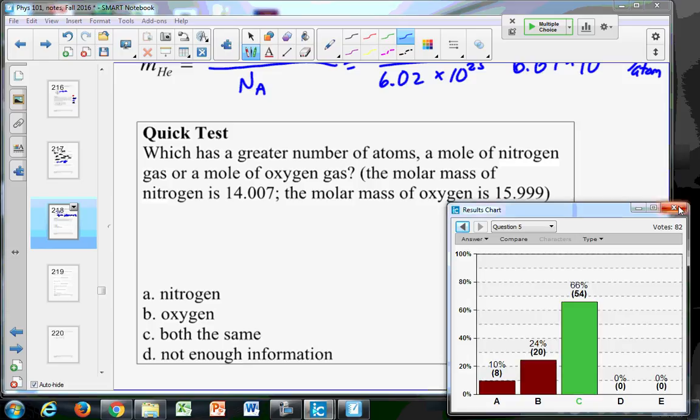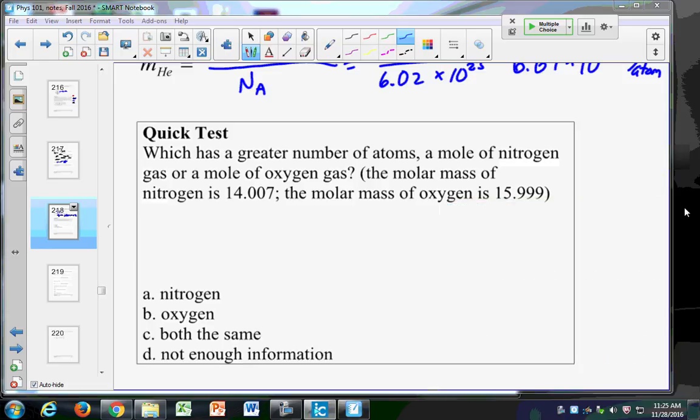Okay, good. It is both the same, because a mole is a mole, right? It doesn't matter what their molar mass is. Here we're just asking for the number of atoms. If I have a mole of nitrogen or a mole of oxygen gas, they're both going to have the same number of particles. Now, if I asked which had the bigger mass, it would be the oxygen, because it has a bigger molar mass by that amount.